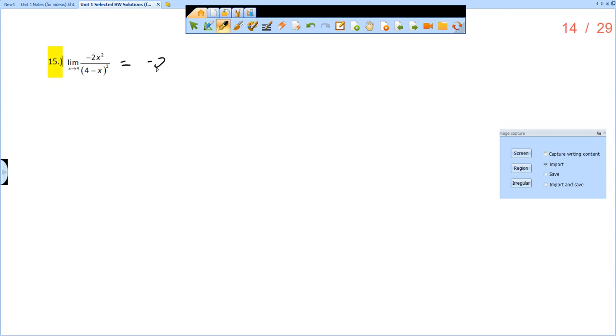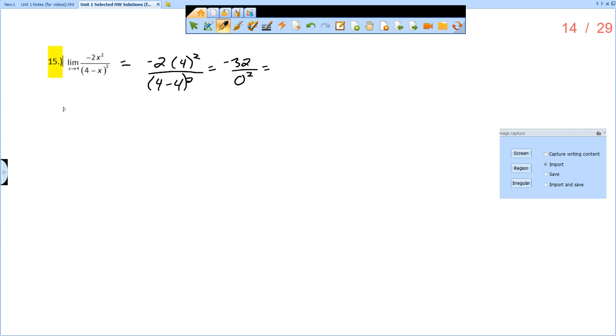So we evaluate. We get -2 times 4 squared divided by 4 minus 4 squared. 4 squared is 16 times 2, 32. So -32 divided by 0 squared. Of course we get a finite non-zero number divided by 0, and so this is going to tell us that there must be a vertical asymptote there.